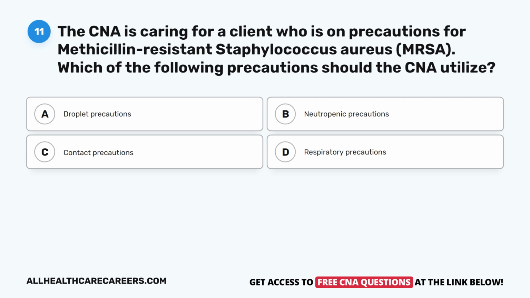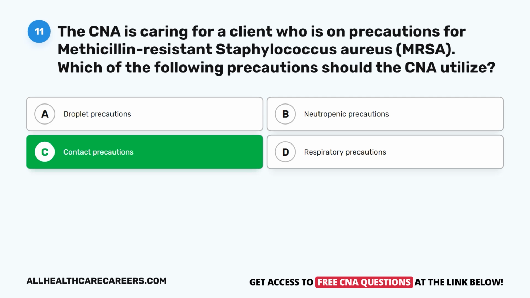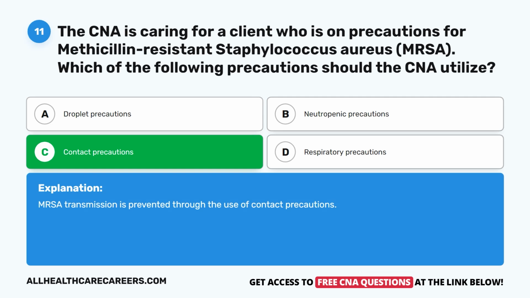Question 11. The CNA is caring for a client who is on precautions for methicillin-resistant Staphylococcus aureus, MRSA. Which of the following precautions should the CNA utilize? A. Droplet precautions. B. Neutropenic precautions. C. Contact precautions. D. Respiratory precautions. The correct answer is C. Contact precautions. MRSA transmission is prevented through the use of contact precautions.